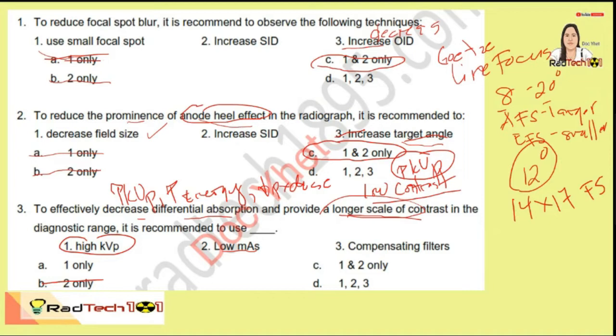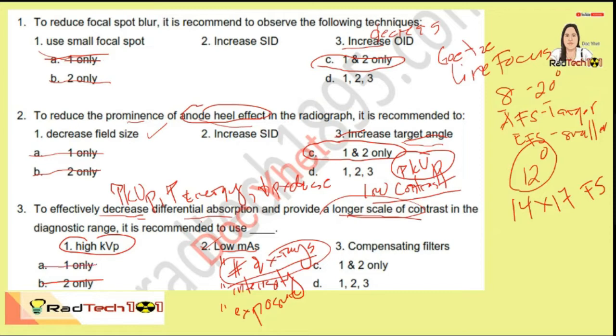Low mAs means low number of X-rays, or low intensity, or low exposure. Because the mAs controls the number of X-rays reaching the patient in the IR, as well as the intensity and exposure. So when we use low mAs, so therefore, konti lang yung X-rays na mapuproduce, and therefore, konti lang din yung X-rays na maa-absorb ng patient. So decrease differential absorption. So this is also correct. So lahat ng 1 and 2, tama. So ito kulang, mali. So yung natitira na lang is C and D.